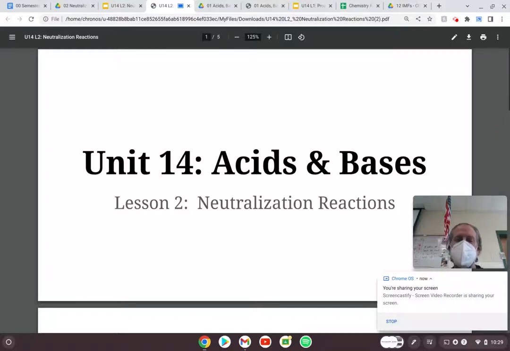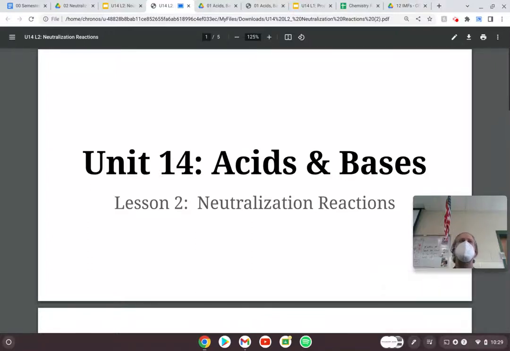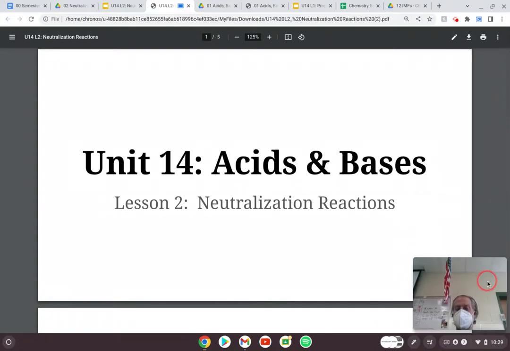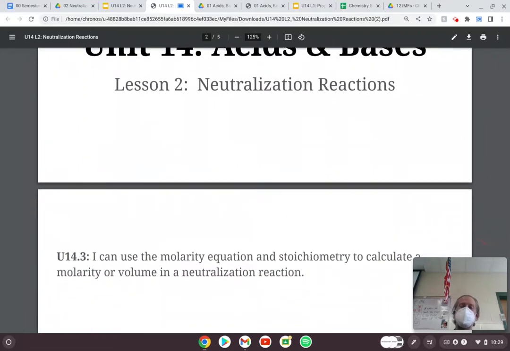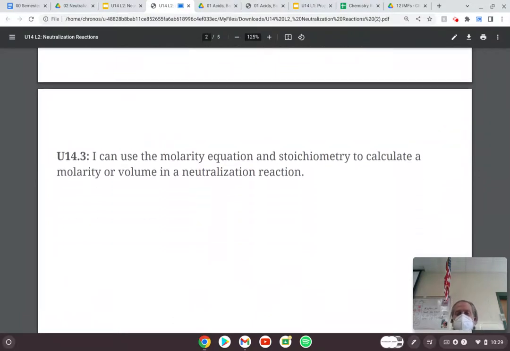Okay, so in lesson number 2, we're talking about neutralization reactions, and this is going to end up being a little bit of math. All of the math that you're going to be asked to do in this particular lesson is math that you've done before, but we're going to be doing it in small chunks. So neutralization reactions, we talked a little bit about them yesterday.